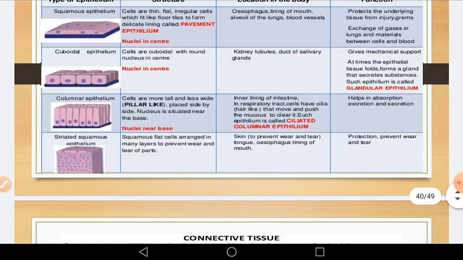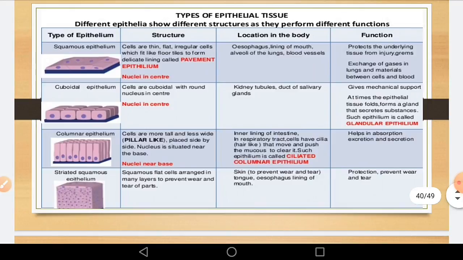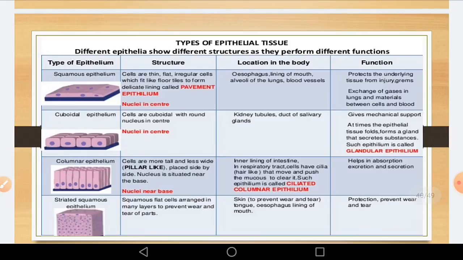Now stratified squamous epithelium. Squamous flat cells are arranged in many layers to prevent wear and tear. Here they form many layers. It is stratified but squamous. They are found in the skin, tongue, esophagus, and lining of the mouth, for protection and to prevent wear and tear. So these are the types of epithelial cells, their structure, location in the body, and their functions.